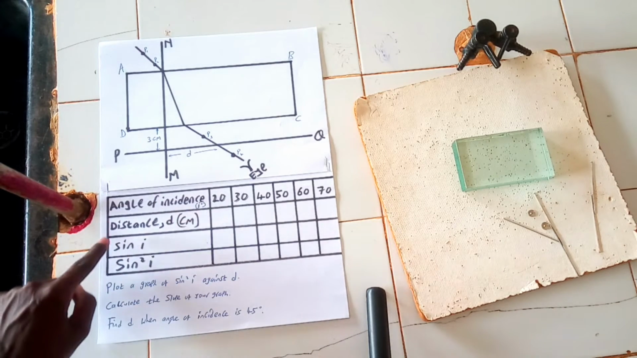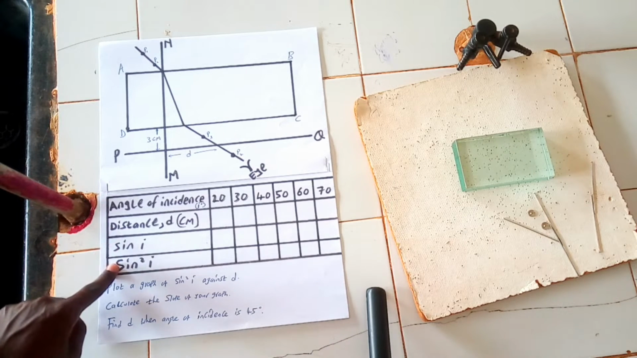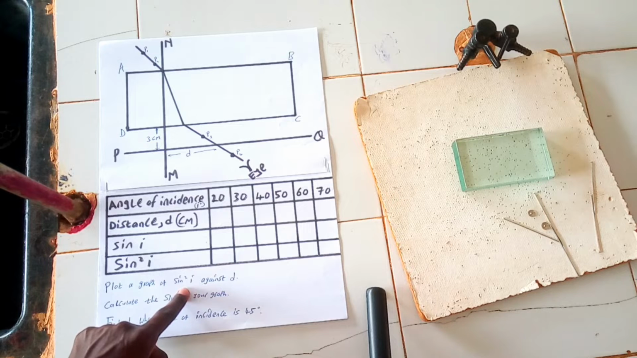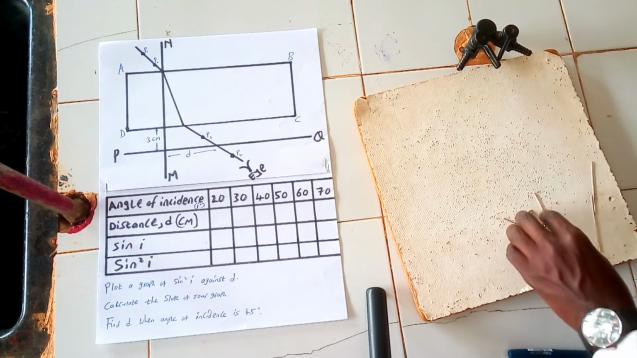angle of incidence, distance D in centimeters, sin I, sin squared I. Then we plot a graph of sin squared I against D, and then we calculate the slope, and then we'll be finding D when the angle of incidence is 45 degrees. So I want us to use a shortcut to be able to do that.